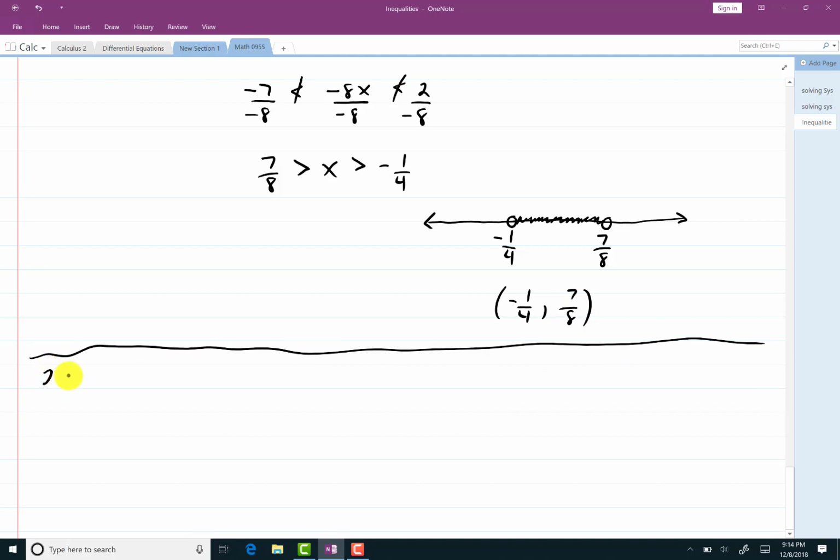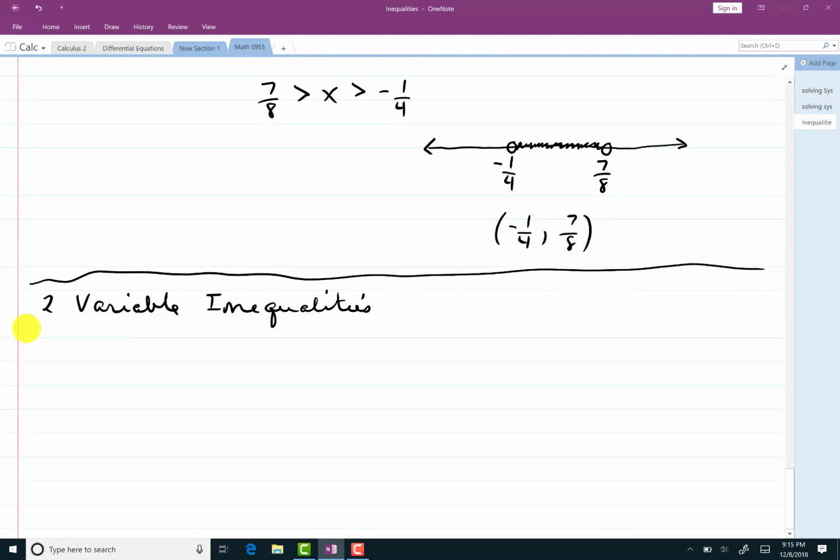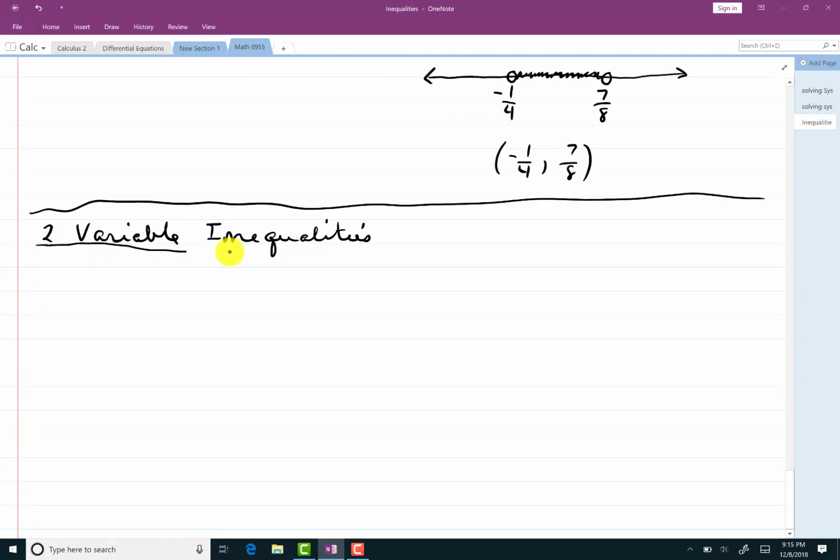Next, we'll move on to two variable inequalities. That means I'll have an x and a y in them. Let me do an example to show how this works and go from there. So now you may be asked to solve something like 3x minus 5y is less than or equal to 15.